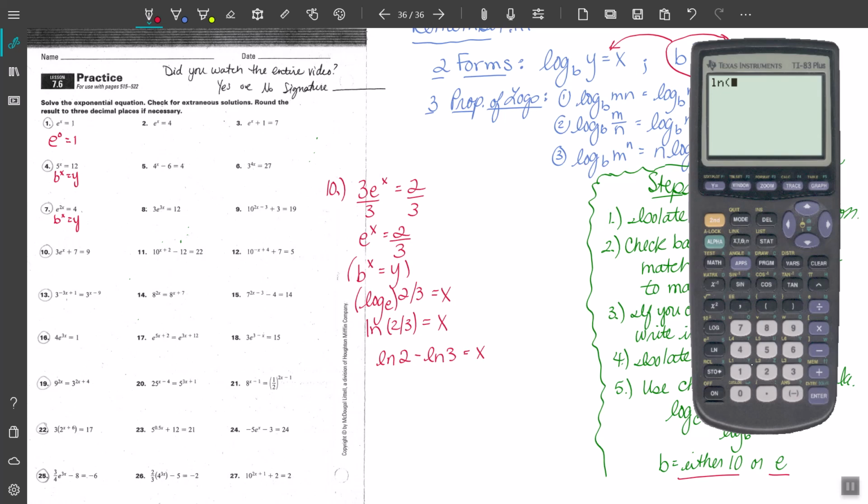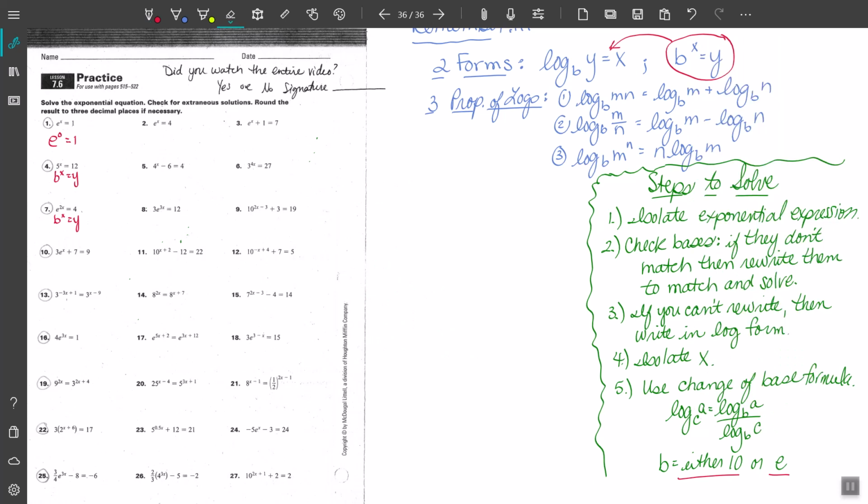Natural log of 2 divided by 3 in parentheses, and you'll get negative 0.405. Okay, or you could also put it in as the difference of these two natural logarithms, and just so you can see, you would get the same answer there.